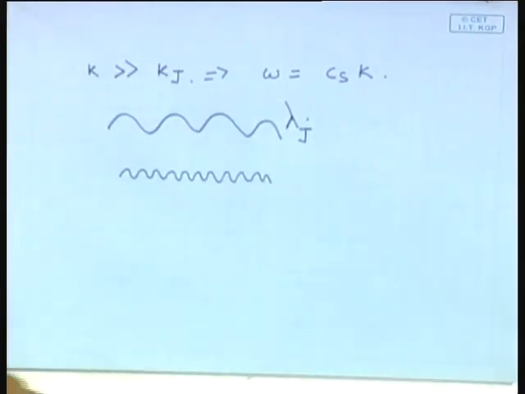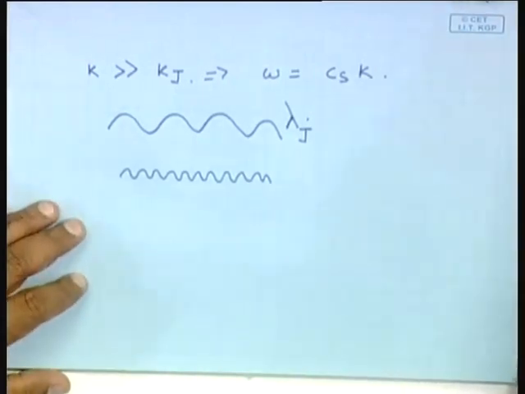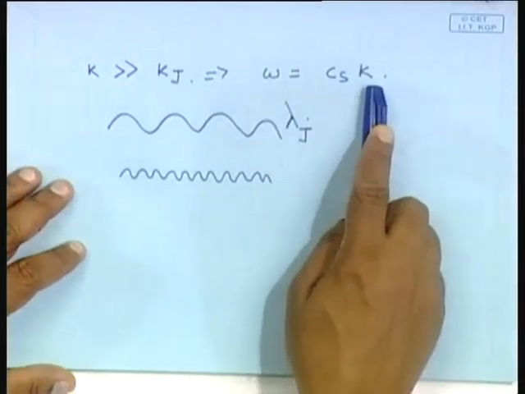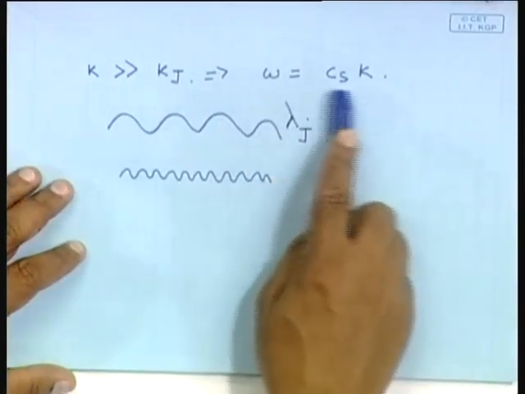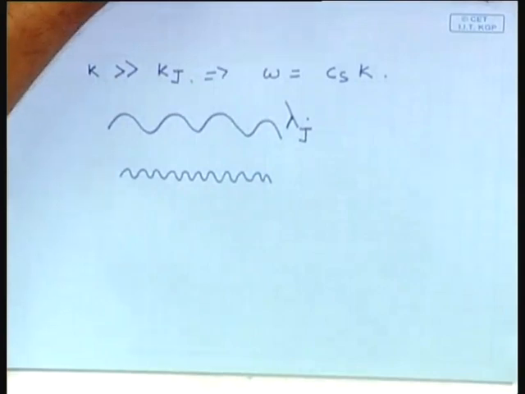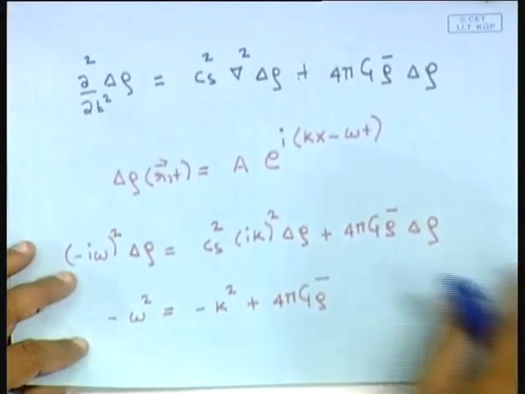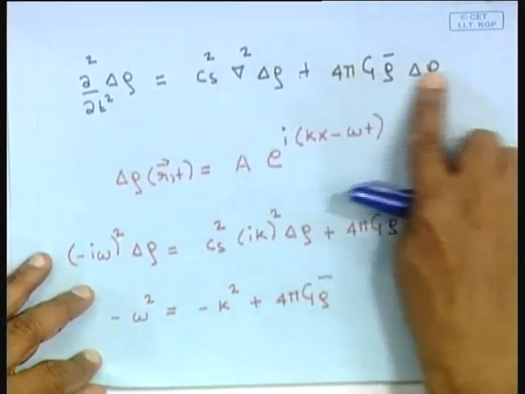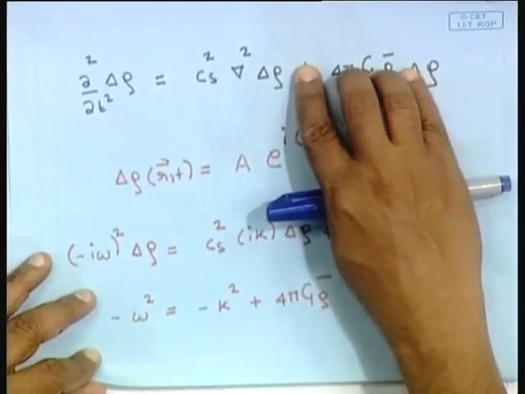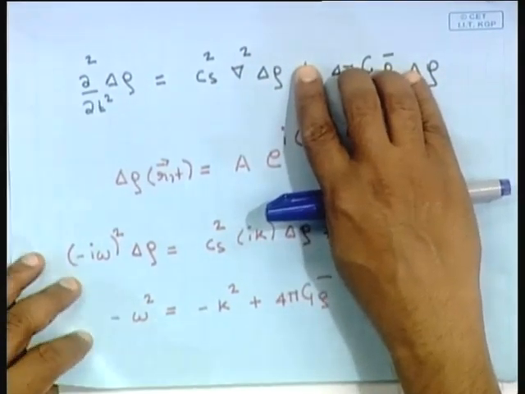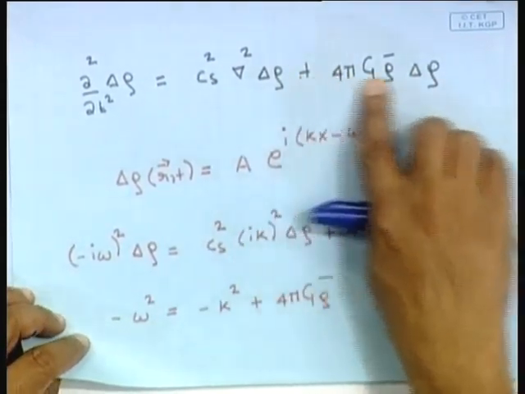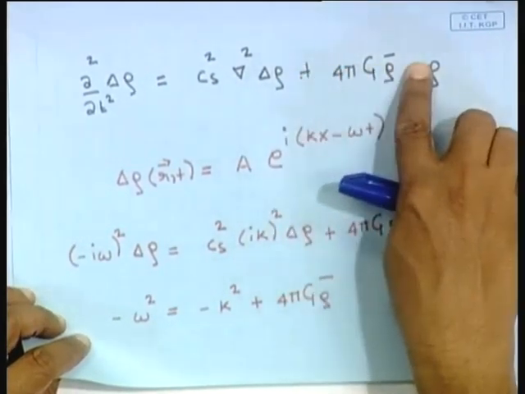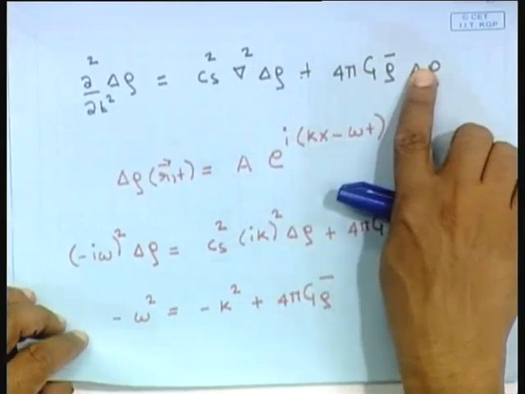So these are disturbances which are smaller than the Jeans wave number, smaller length scale, and such disturbances have a dispersion relation that looks like this. This is very familiar, right? So what is the phenomenon that is occurring over here? Essentially, for large k, you can ignore this term. This is the self gravity, you can ignore it.